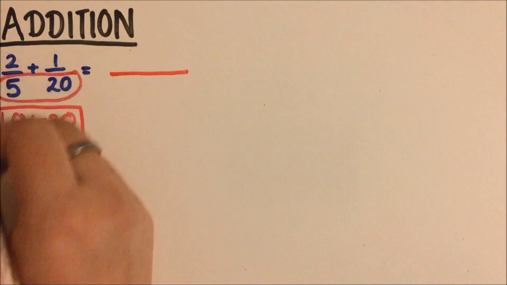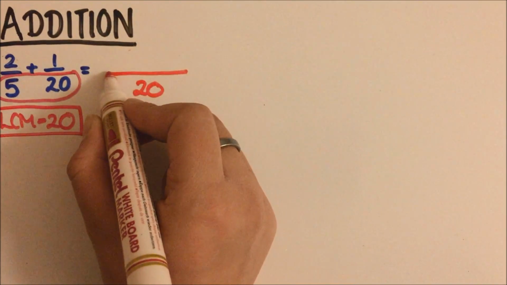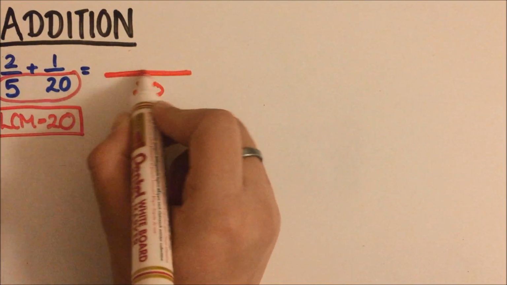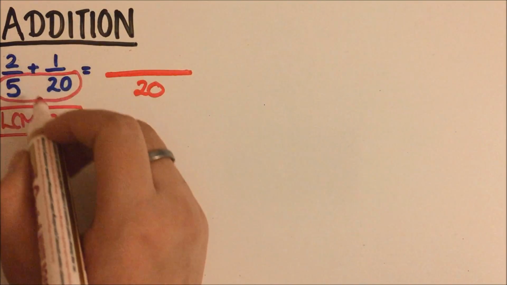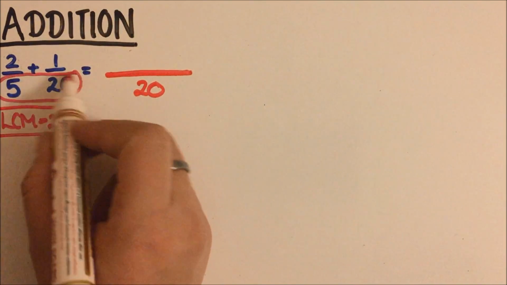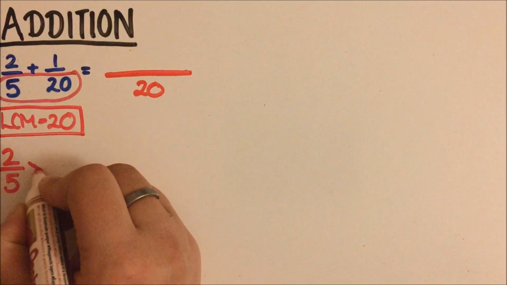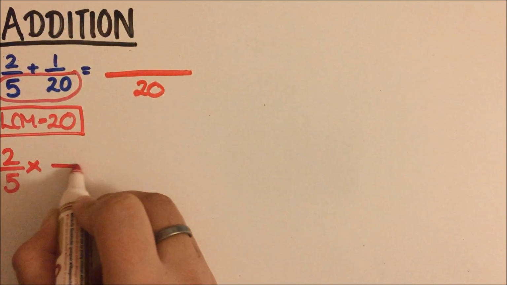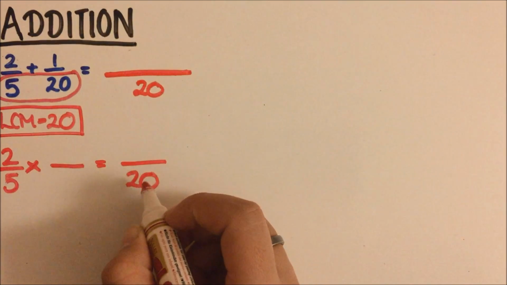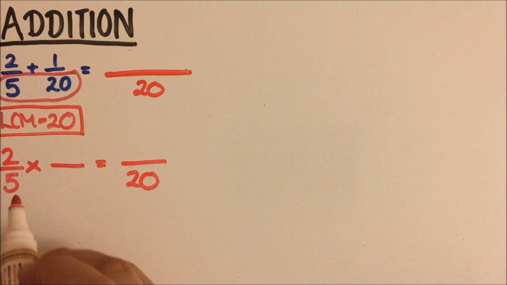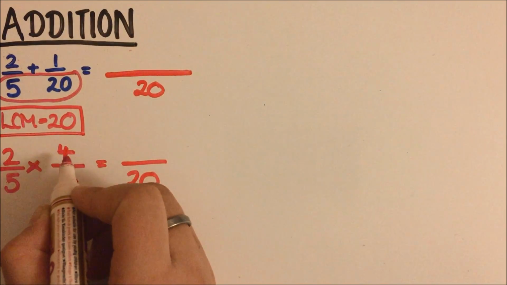Step number 2 is that we need to make sure that we write this down. So we need to make sure that we write down 20 and we write down a big line above 20. So 1/20 stays 1/20 because it's already got 20 as the denominator, but it's the 2/5 that we need to work on. So 2/5. Now I need to multiply this by something, so I get something out of 20. Okay, I know 4 times 5 gives me 20, so I can write down 4 here, but I also need to multiply the top by 4.